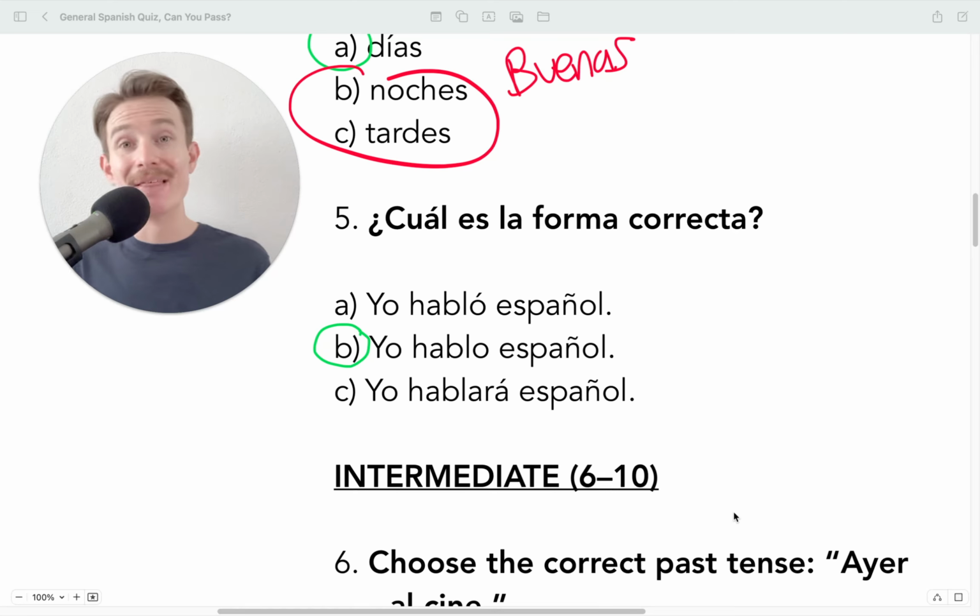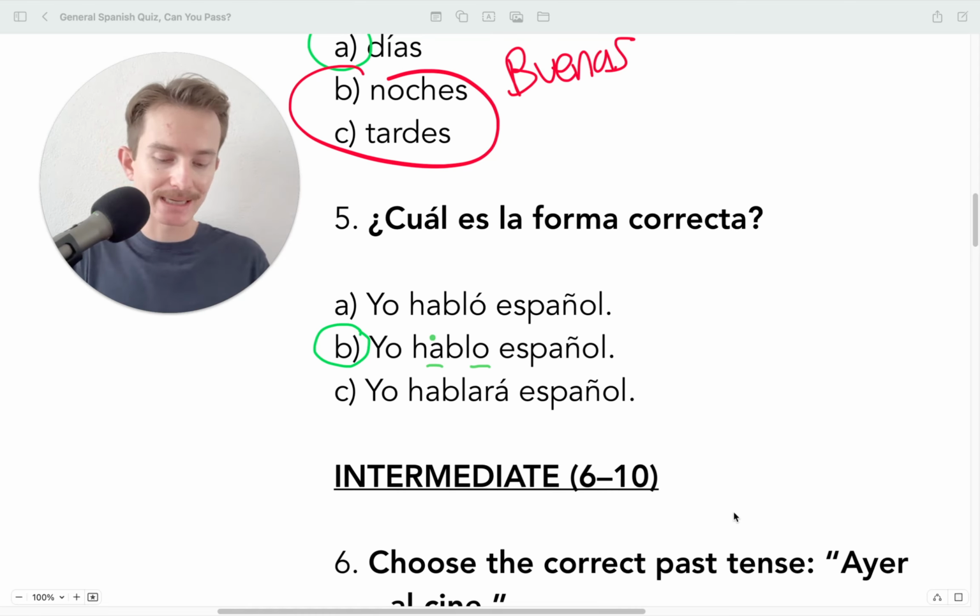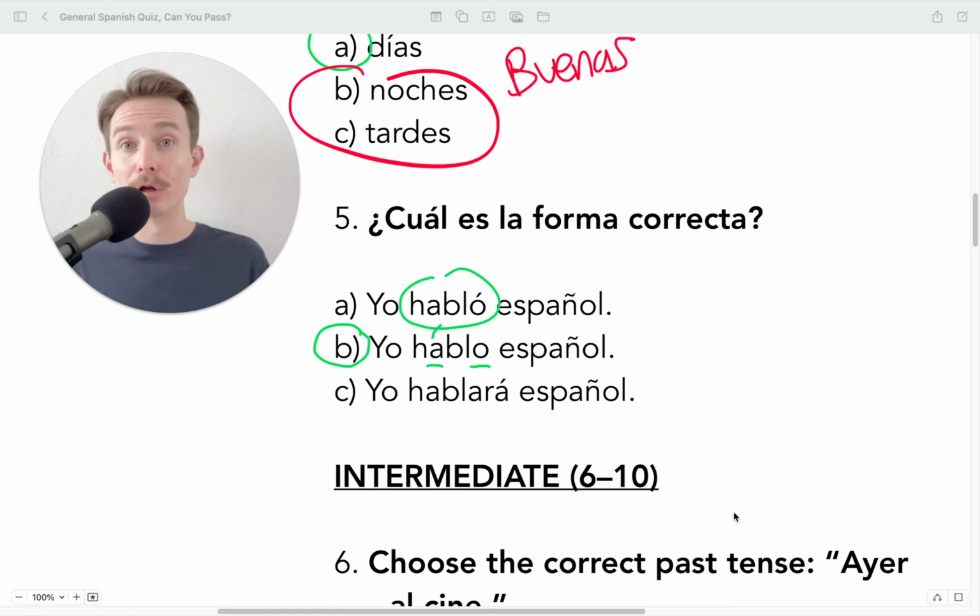In Spanish, the natural emphasis on a word falls on the second to last vowel. Remember that vowels are just A, E, I, O, U. Same in Spanish, A, E, I, O, U. So we have our last vowel and our second to last vowel. Naturally, without an accent on this word, the emphasis will fall on the second to last vowel, which in this case is A. So we'll have hablo versus habló. Okay? Muy bien.